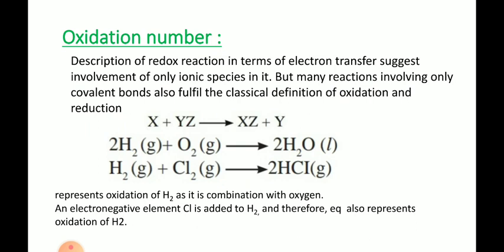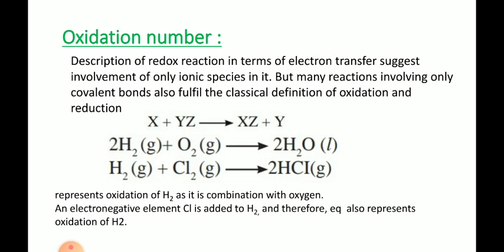Description of redox reaction in terms of electron transfer suggests involvement of only ionic species in it, but many reactions involving only covalent bonds also fulfill the classical definition of oxidation and reduction. Students, these are the following examples. With the help of these general reactions as well as examples, you will better understand what is meant by oxidation number.